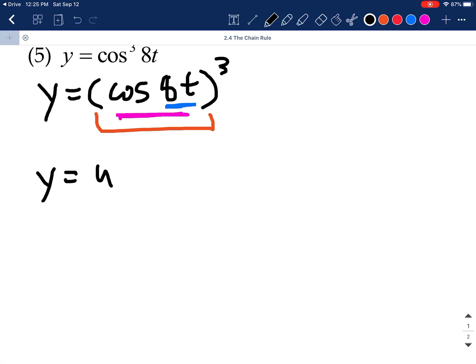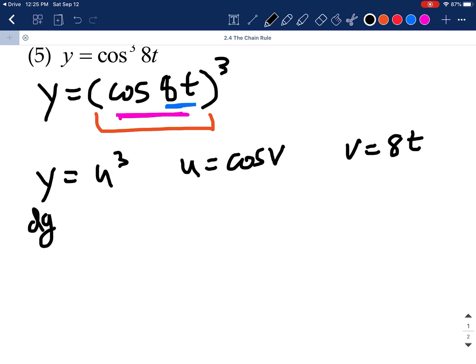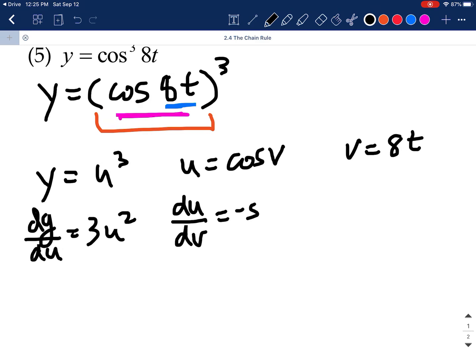If we were going to do substitutions, we'd start with y equals u cubed. U equals cosine of v, and then v is equal to 8t. So we keep adding variables until we get to our original independent variable. Then we can do dy du, which is 3u squared, du dv, since I've named this new variable v, which is negative sine v, and then dv dt, which is just going to be 8. So the derivative with respect to t of v. Okay. Then we'll just mash these all together.